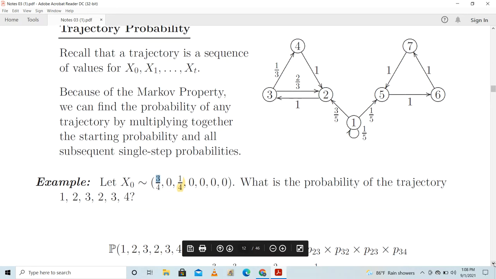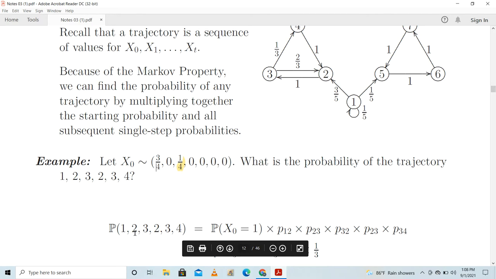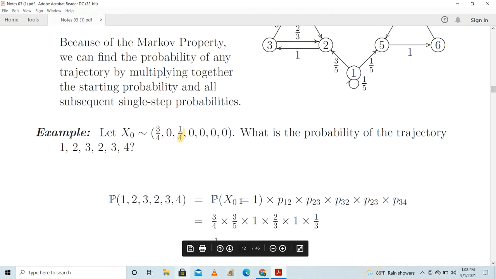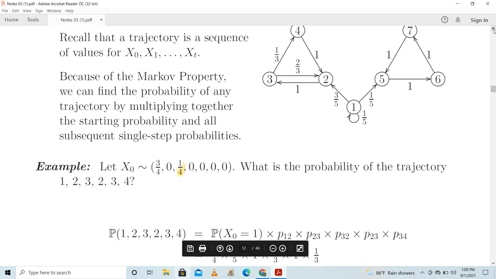So the probability of this trajectory we can write as follows. At the initial stage, that is when x0 equals 0, we are reaching state 1. We have to consider this probability, and then from state 1 we are reaching state 2. So that is P12, and then we have P23, then P32, then P23, and then finally from state 3 we are going to state 4. So this probability x0 equal to 1 is given as 3 over 4, and P12, P23, P32 are probabilities we can find from the transition diagram.